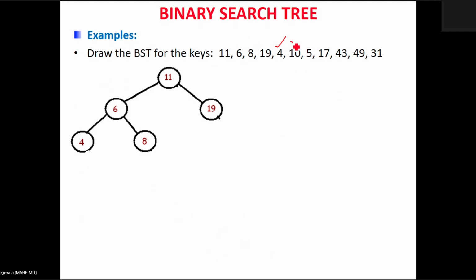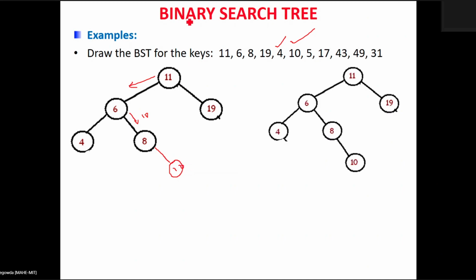The next number is nothing but 10. Okay, 10 is less than 11, traverse left. Then 10 is greater than 6. Okay, traverse right. Then 10 is greater than 8. Okay, there is no path to traverse to the right of the 8, so you create one more node, and this is going to be the right child of 8. So that becomes the 10. So if you look at this one, this is the resultant tree after inserting 10.